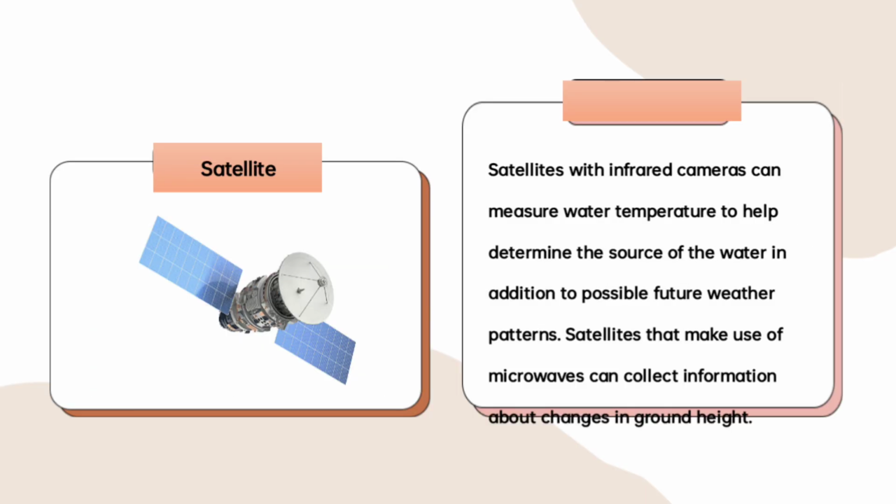Satellites with infrared cameras can measure water temperature to help determine the source of the water, in addition to possible future weather patterns. Satellites that make use of microwaves can collect information about changes in ground height. On the other hand, they have a variety of uses including communication, weather forecasting, broadcasting, scientific research, and also earth observation. And that's all.